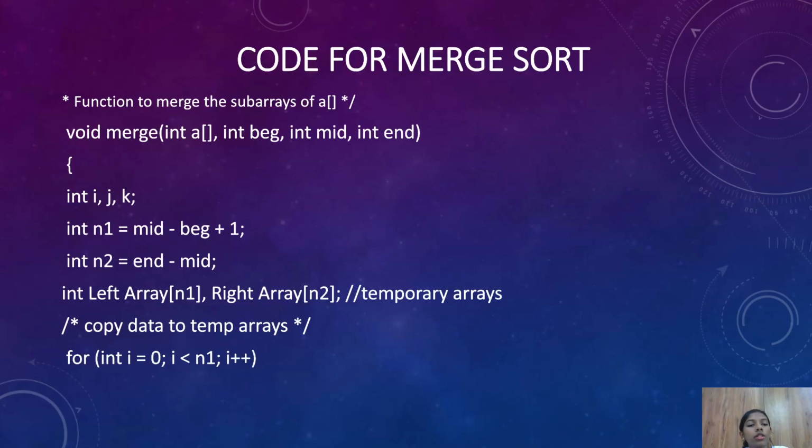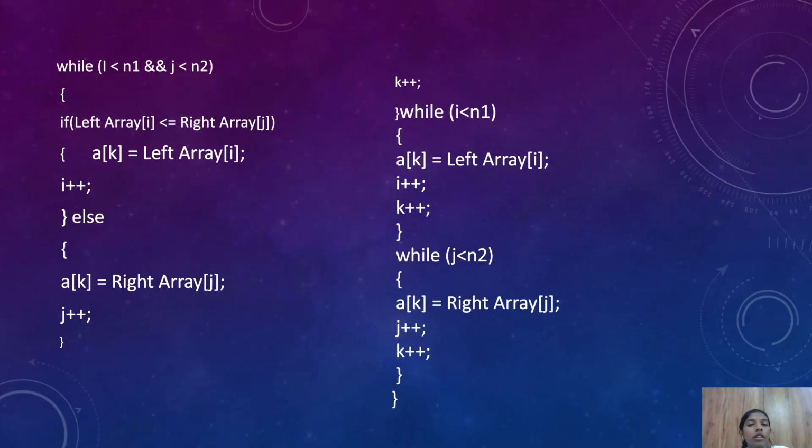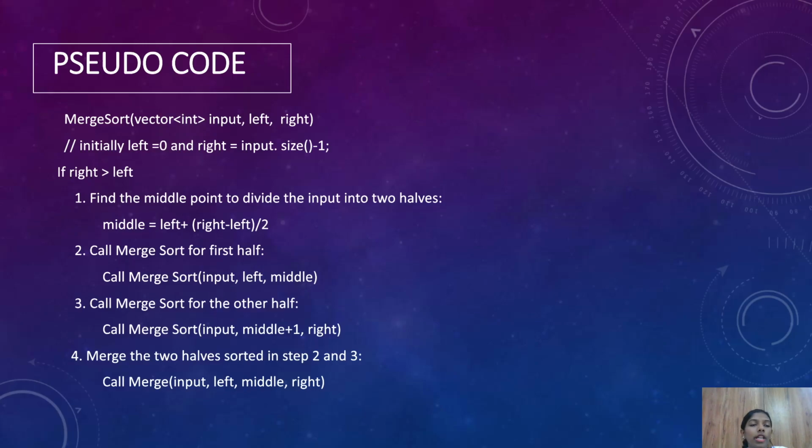Code of merge sort. So this is the code of merge sort. This is Java code which, when used, can obtain the merge sort pseudocode.